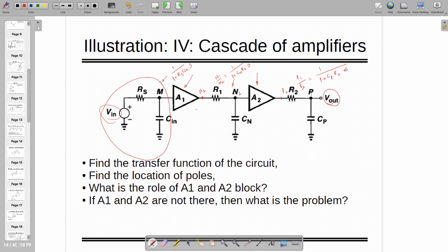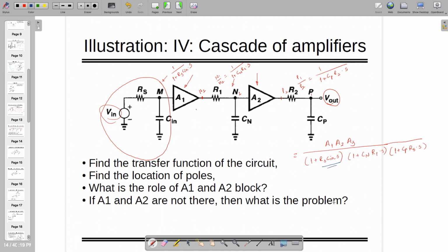So as all these are in cascade through an amplifier, you are going to have the transfer function of A1, A2, A3 divided by 1 plus Rs C in S, 1 plus Cn R1 S, and one more, 1 plus Cp R2 S. So this is a third order system. You can see that effectively there are three capacitors. So three are there, and you can find out the pole location respectively. So there are three poles.